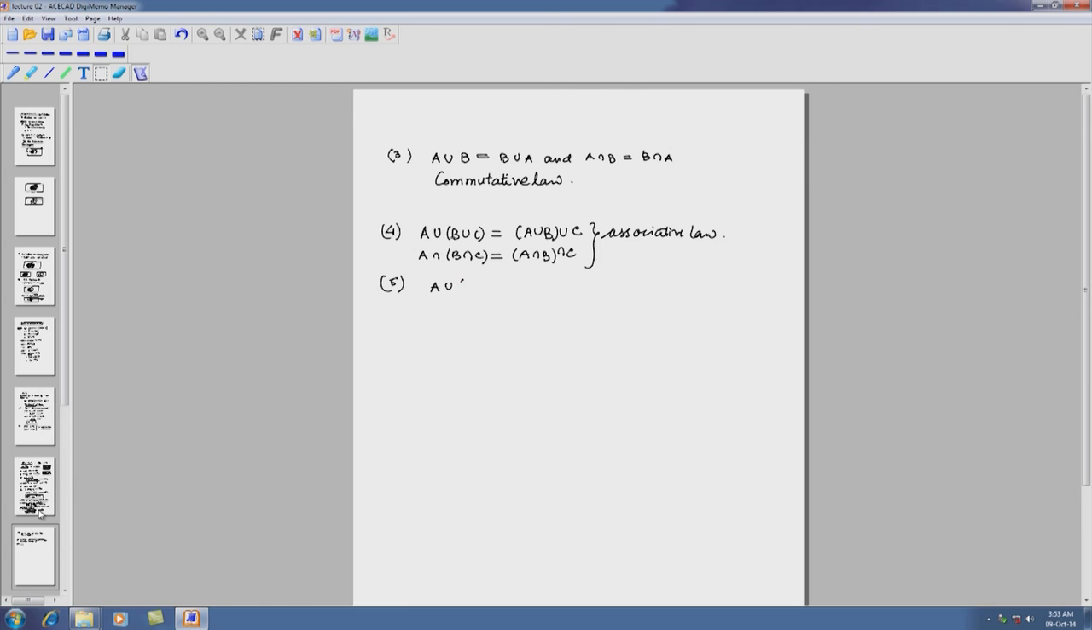Five, A union B intersection C is equal to A union B intersection A union C, and A intersection B union C is equal to A intersection B union A intersection C. These two together are called distributive law. Six. Now, A union A is equal to A and A intersection A is equal to A. This is the idempotent law.